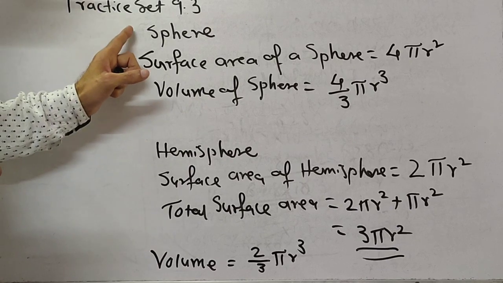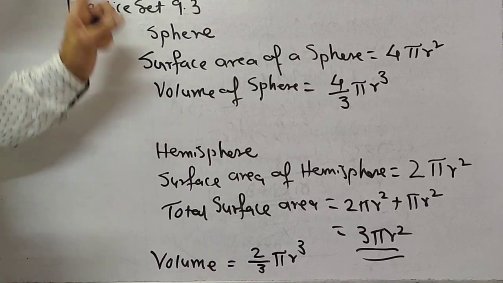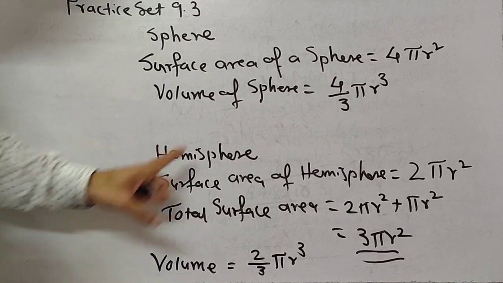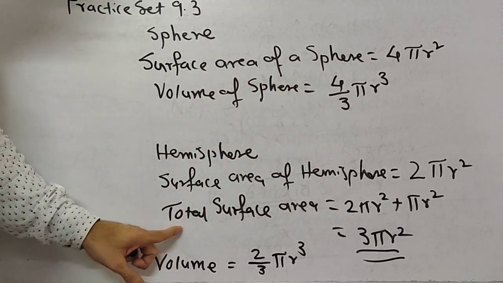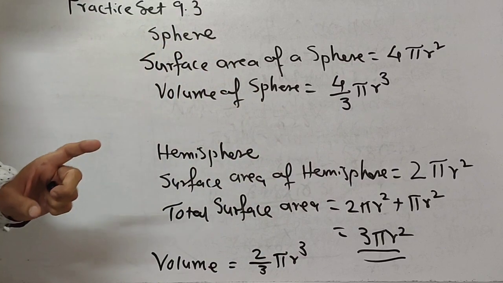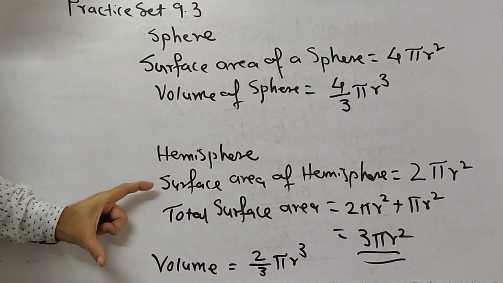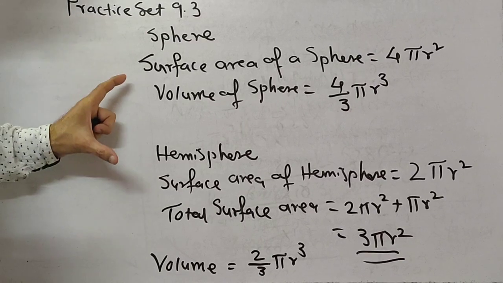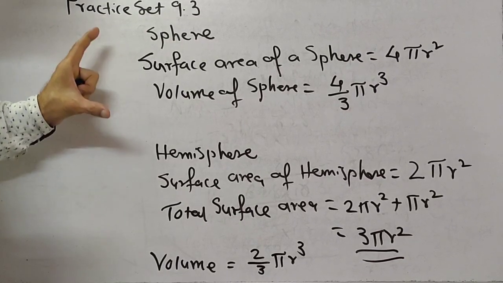And the formula for the sphere is only one. Surface area of the sphere is 4 pi r square. For hemisphere we have surface area 2 pi r square, and total surface area is 3 pi r square. So you should know these formulas. If you know these formulas, exercise 9.3 will be very easy for you.